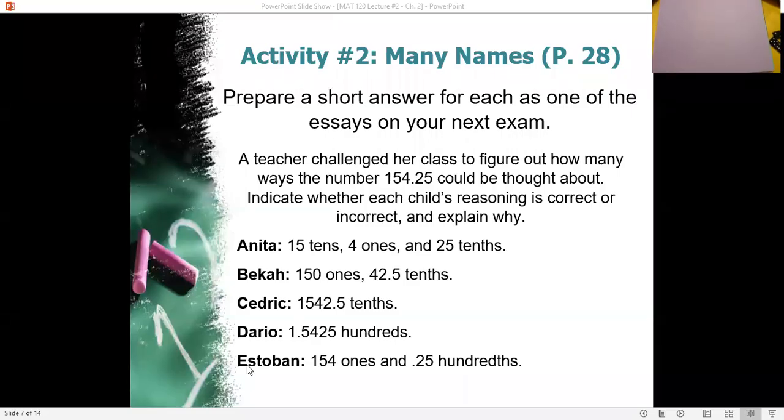Okay, so now let's see if we could figure out if these children are correct in their reasoning or not. The teacher asked them to express 154.25 in a different way, and each of them did try to express it in a different way. For Anita, she's saying it's 15 tens and 4 ones and 25 tenths. The number we're hoping it to become is 154.25. This is Anita.